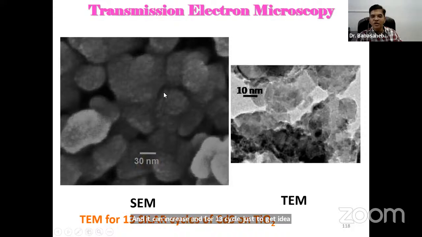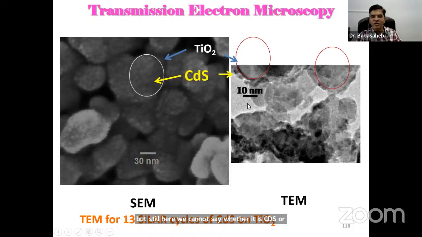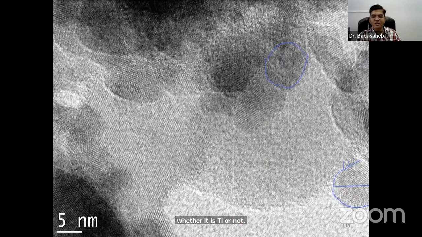So in order to confirm whether quantum dots are formed or not, we have taken high resolution transmission electron microscopy. In the second image, you can see that this is a TEM image, and these darker spots are the CdS quantum dots coated on the TiO2. But still here we cannot say whether it is CdS or TiO2. In order to have better confirmation, we have done HRTEM analysis, and here this scale bar is 5 nanometer.